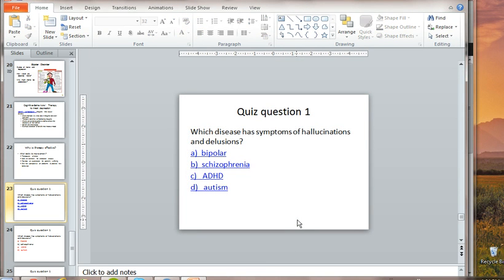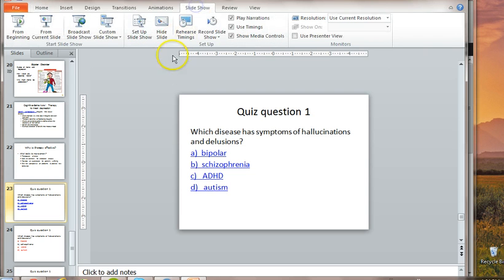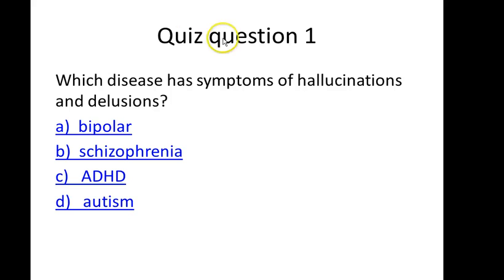So now let me just show you what happens. Let's say people are viewing this. They're going to view it from the current slide. All right. Here they're seeing the quiz question: which disease has symptoms of hallucinations and delusions? Now let's say they want to choose bipolar. You can see that little hand comes up, so that means they can click on this. And when they click on it, it turns to the wrong answer slide, and so bipolar, ADHD, and autism were highlighted.